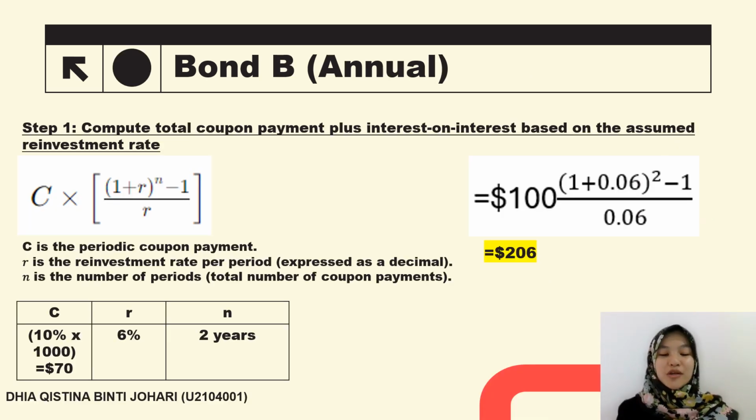Okay, now let's proceed with bond B, which is annual. The calculation is kind of similar with bond A, but bond A is semi-annual. So we'll start with step 1, which is compute the total coupon payment plus interest on interest based on the assumed reinvestment rate using the formula. And as calculated in the table, and using the formula, we jot down all of the data from the question and it resulted to $206.